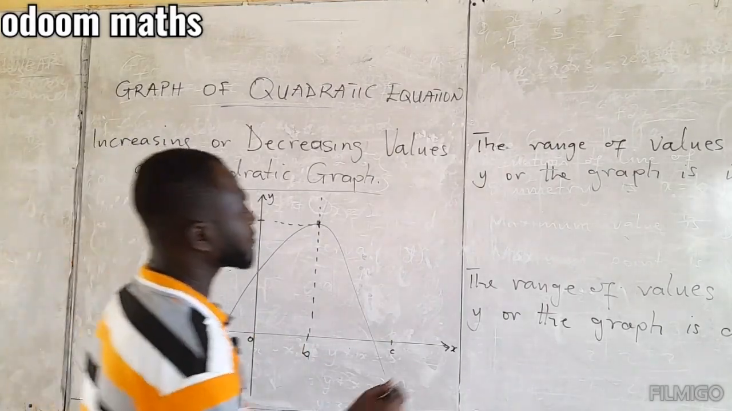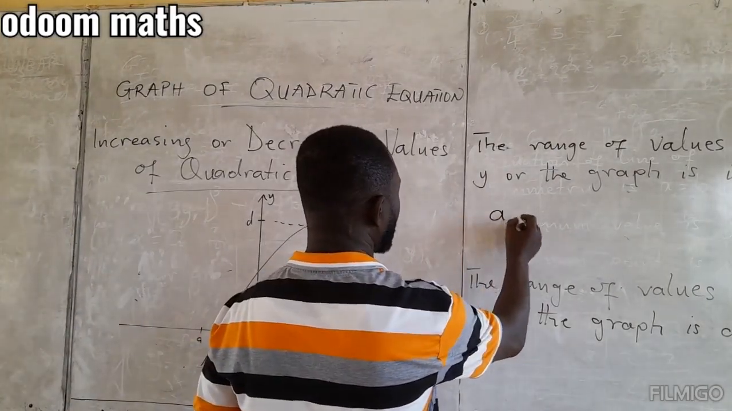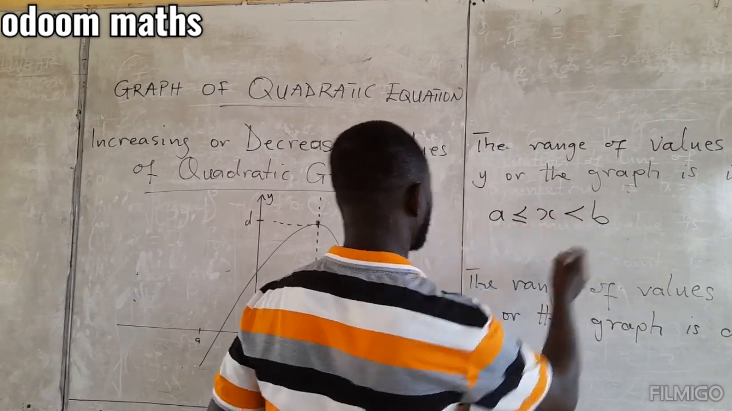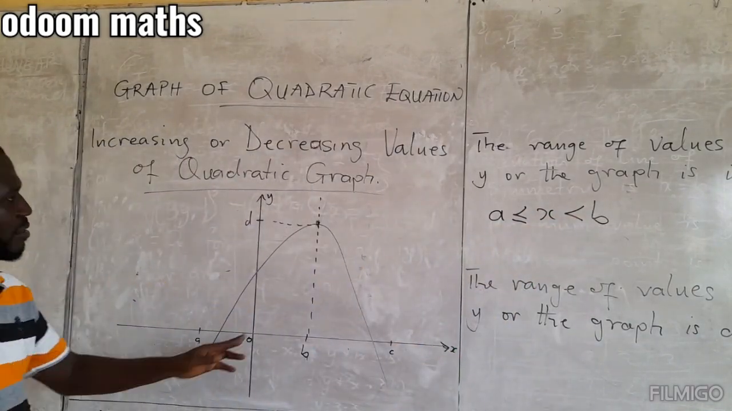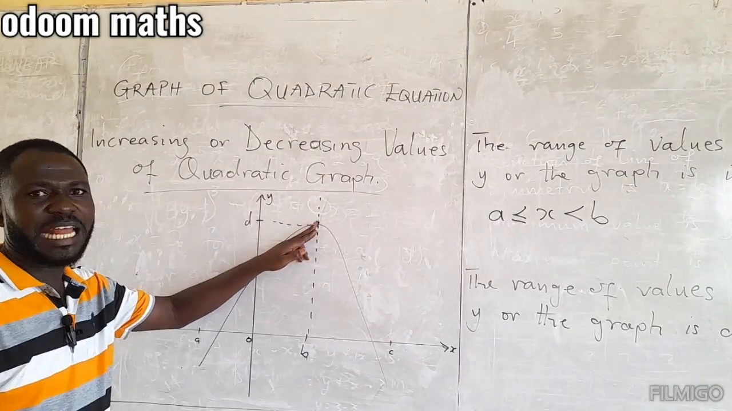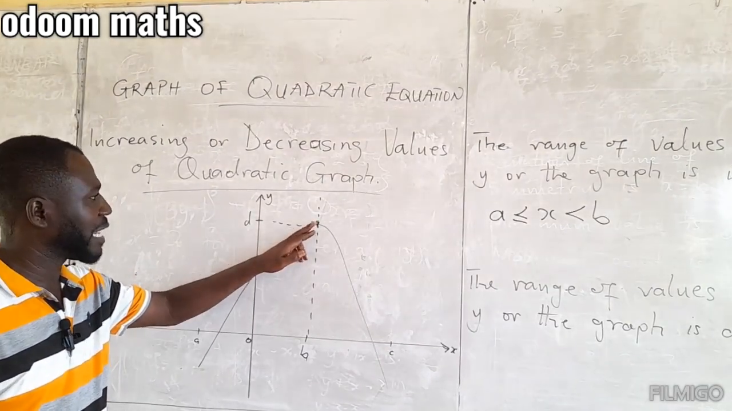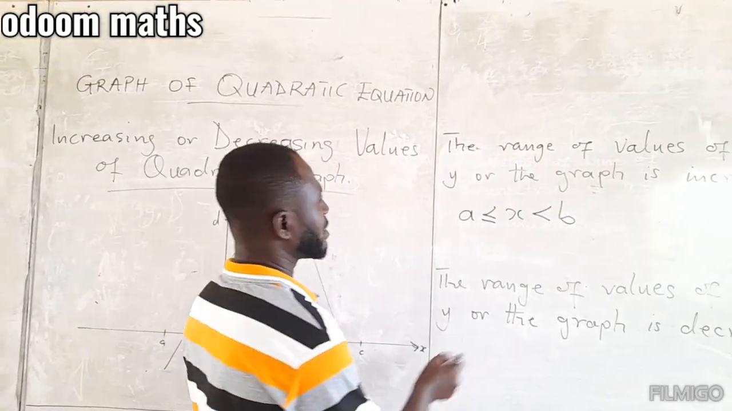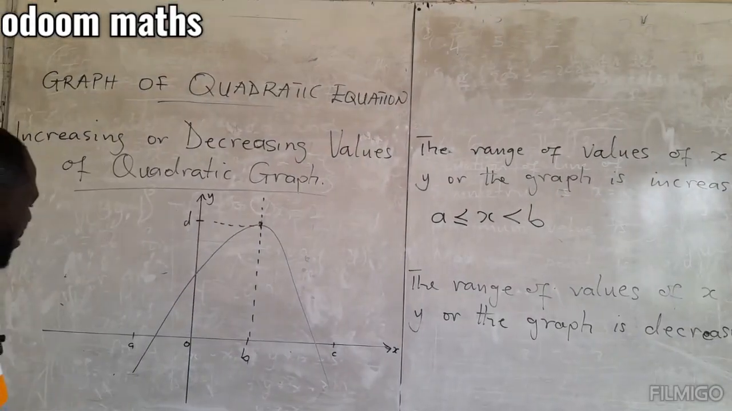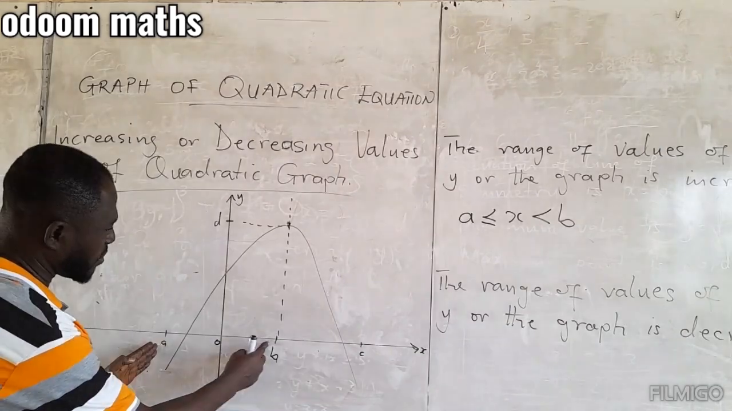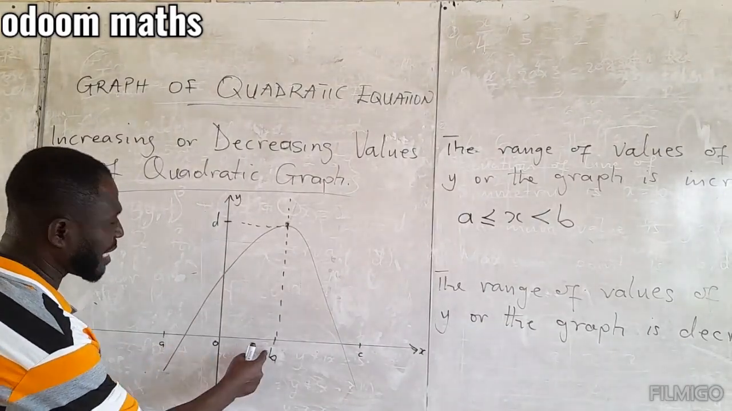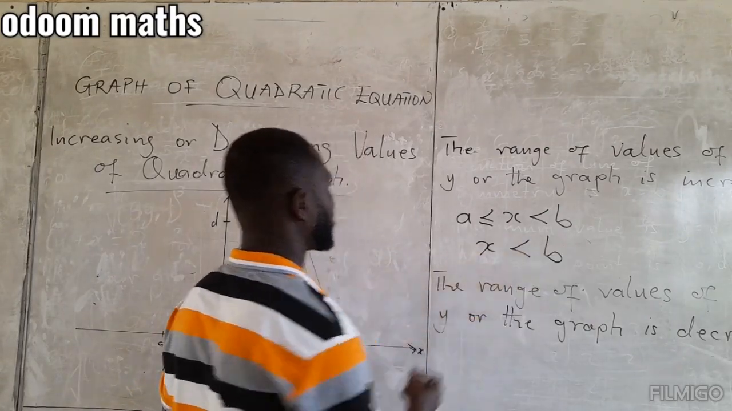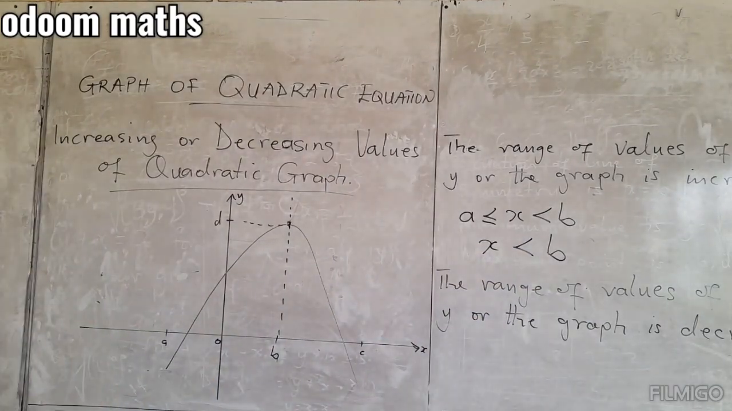So we say that the answer is a less than or equal to x less than b, because at this point it is neither increasing nor decreasing. Then we can also write the answer as, from this side to b, the values here are less than b. So we say that x is less than b. That is also an answer to this question.